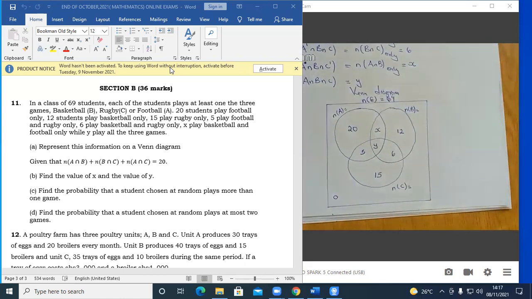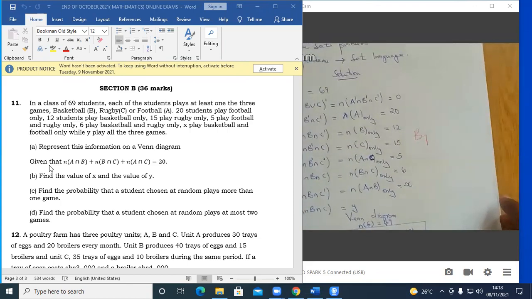So the only task now is to find the value of X and Y. How are we going to find the value of X and Y? If you look at the question, they have given us: represent this information on a Venn diagram, which we have done.